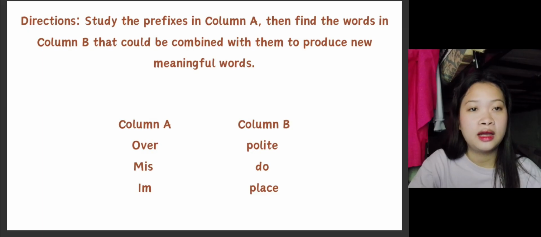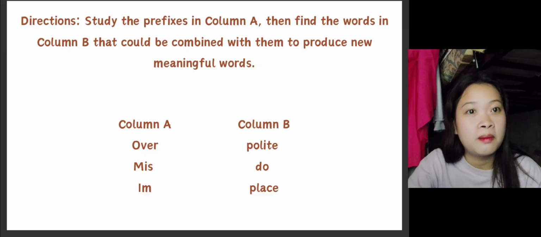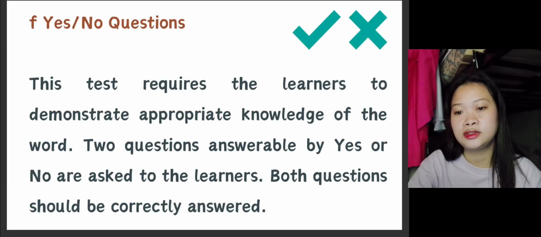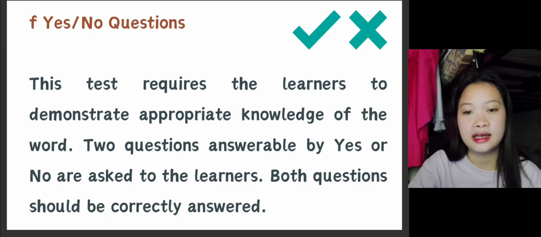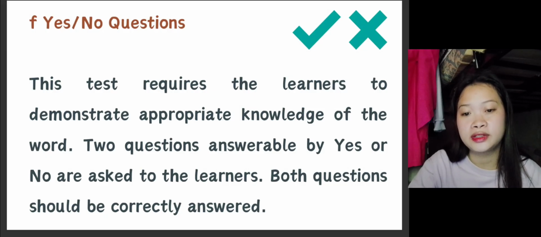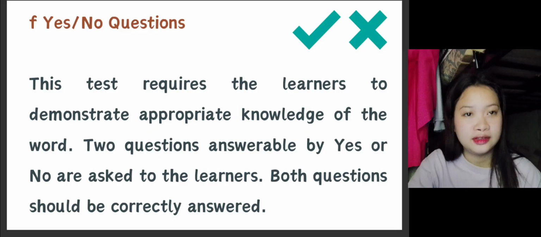If the children know, they will be able to answer. In this kind of test, we can tell if the children know many words, their vocabulary. Next is the yes or no question. This is the last in the vocabulary recognition test. This test requires the learners to demonstrate appropriate knowledge of the word. Two questions answerable by yes or no are asked to the learners. Both questions should be correctly answered.